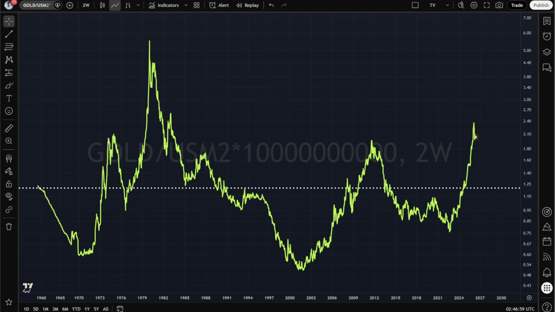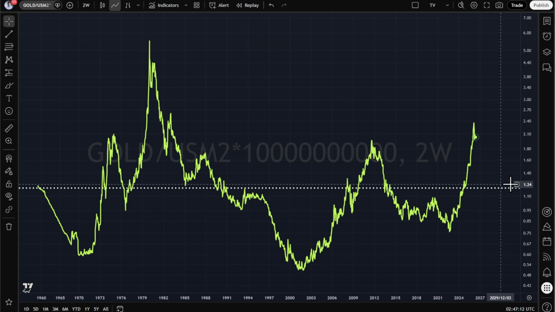And so I think it makes sense to compare the gold price to the monetary base. How is gold doing relative to USM2? I've shown this chart in the past on this channel. So this starts in 1959. Sometimes gold relative to the money supply is expensive. Sometimes it's cheap. Recently, it has rallied quite a bit.